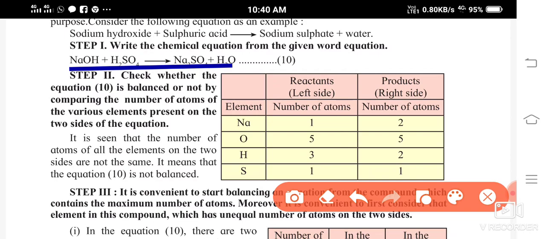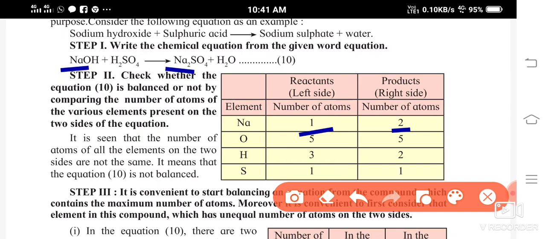So let us see first. Now see, sodium. Wait, I will show it to you. See, sodium. How many atoms on the left hand side? 1. On the right hand side, 2 atoms, right? See, left hand side 1 atom, right hand side 2 atoms.